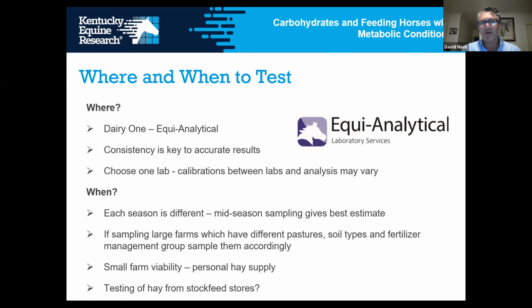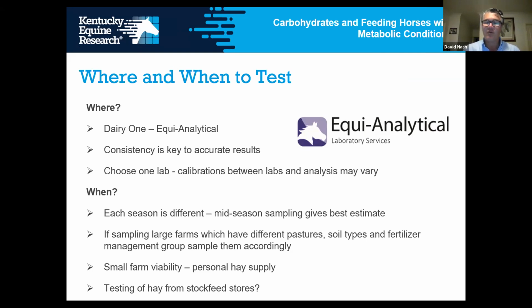detailed service. If you're unable to use Dairy One, consistency is key if you're monitoring the sugar levels and the nutrient levels in your hay or your pasture. So choose one lab, because calibrations between labs and analysis may vary. So when do we do this? Each season's different, so mid-season sampling gives us a best estimate.